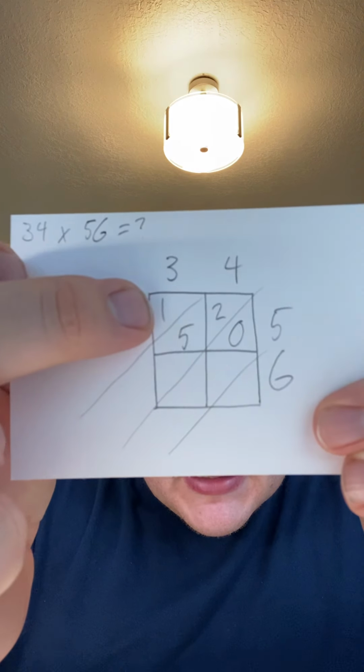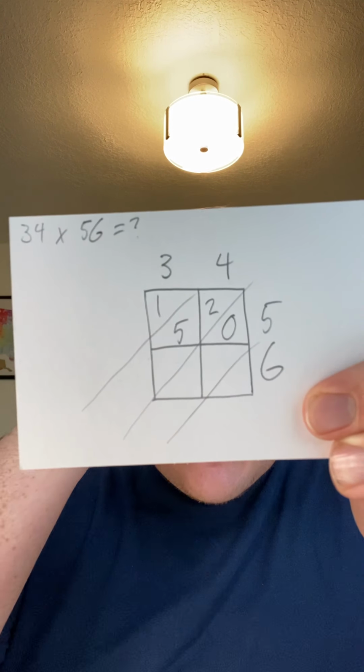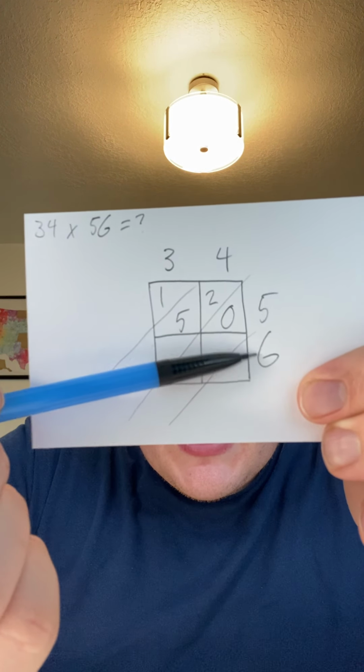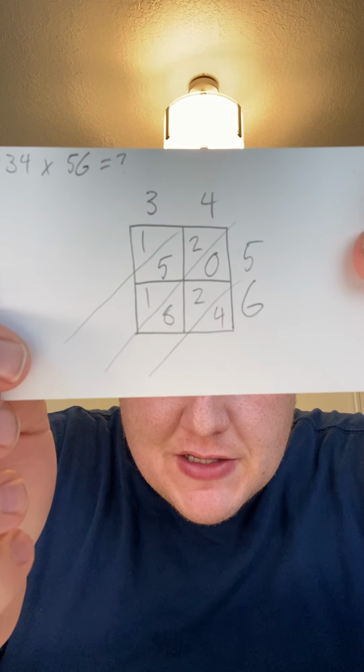So 5 times 3 is 15. And so, like I said, tens place is up here, and then I have the ones place down there. Now I move down to 6 times 4 right here, and 6 times 3. So I'm going to have 24, and then 18. And so when you get to that point, your box should look like this.